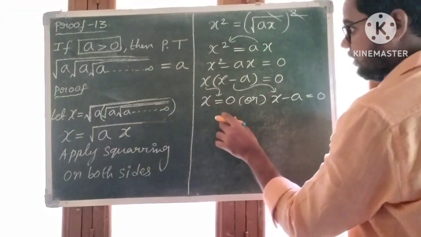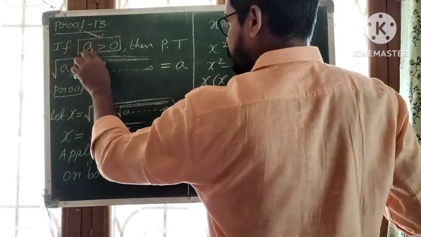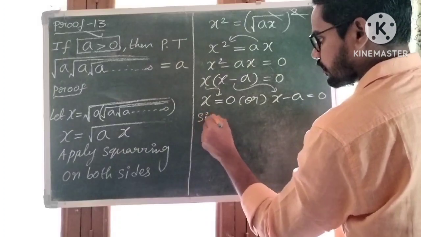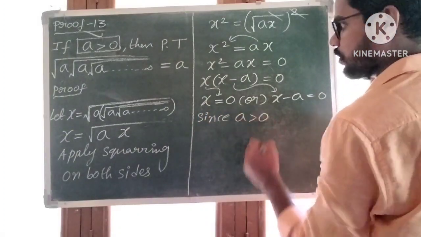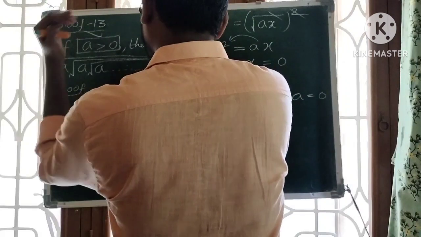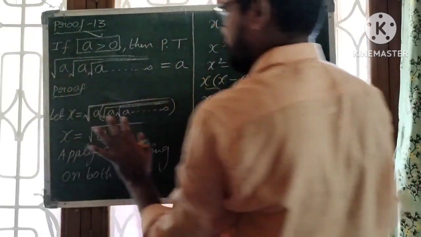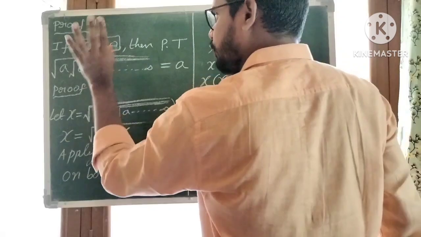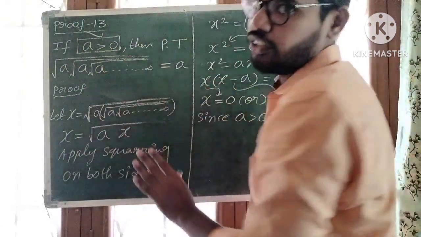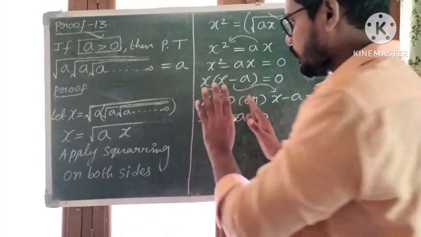But here remember a is greater than 0. Since a is greater than 0, this value is always greater than 0. This value is always more than 0. It cannot be equal to 0. So here a is already some positive value greater than 0. So this value must be greater than 0. It cannot be equal to 0.